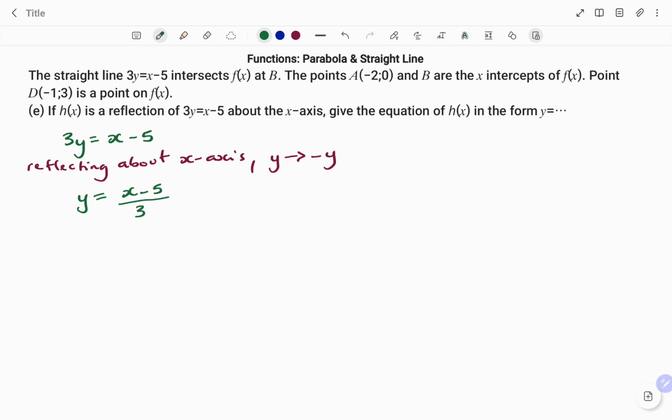And if I reflect, I'm going to separate that. That's x over 3 minus 5 over 3. So therefore, my reflection, y equals negative, I have x over 3 minus 5 over 3. So therefore, h of x will be negative x over 3 plus 5 over 3.